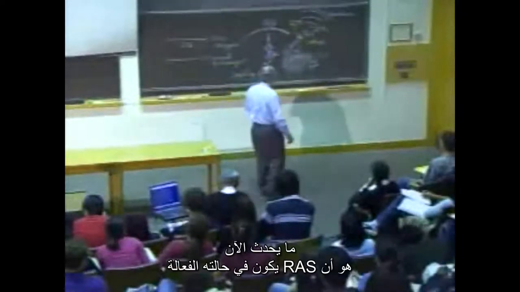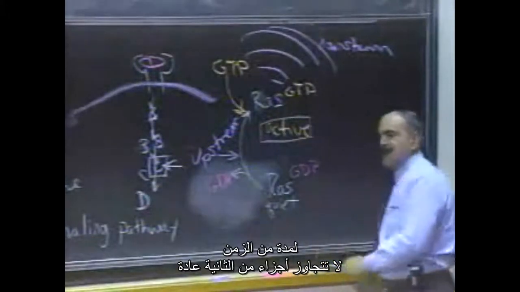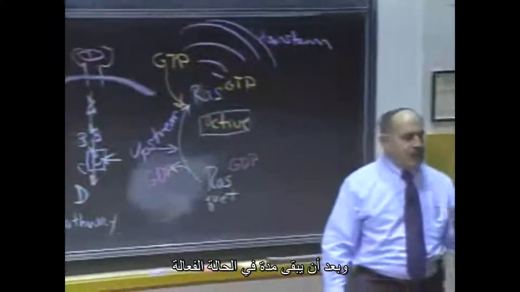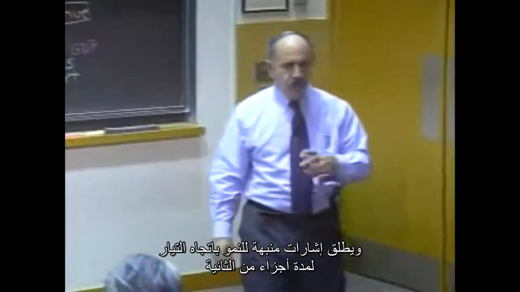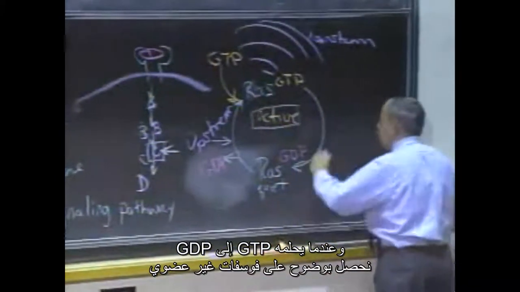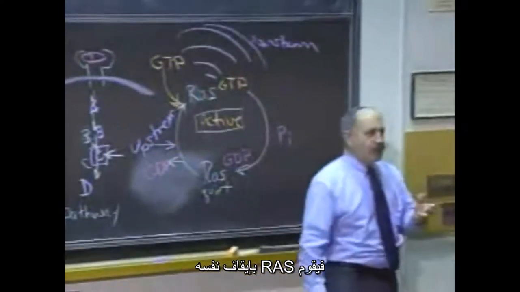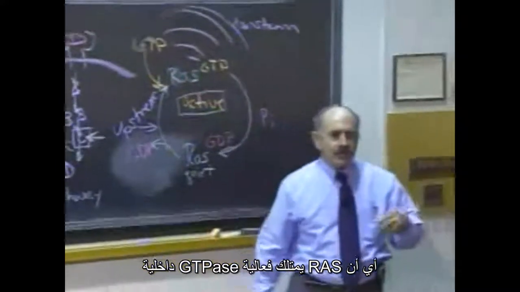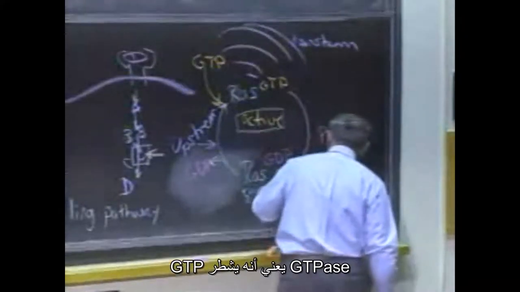Now, what happens is that RAS is in this active state for only a period of usually milliseconds. And after it's in this active state and it's emitting growth stimulatory signals downstream for a period of milliseconds, RAS does something very interesting. It hydrolyzes the GTP. And when it hydrolyzes the GTP into GDP, obviously an inorganic phosphate comes out, RAS switches itself off, i.e., RAS has an intrinsic GTPase activity. GTPase means it can cleave GTP.